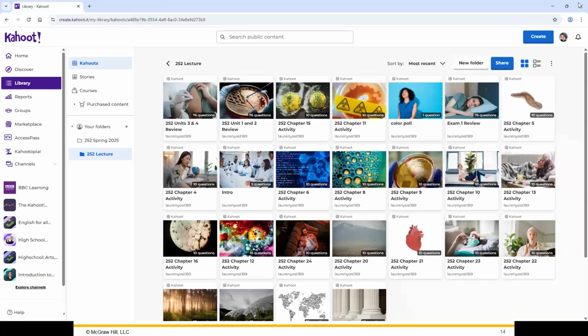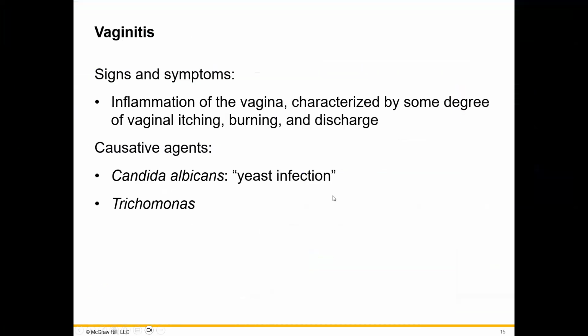All right, so that is lepto. Moving on to the reproductive tract infections. We'll start off with vaginitis. This is when you have inflammation of the tissue of the vagina, and this is what characterizes it.